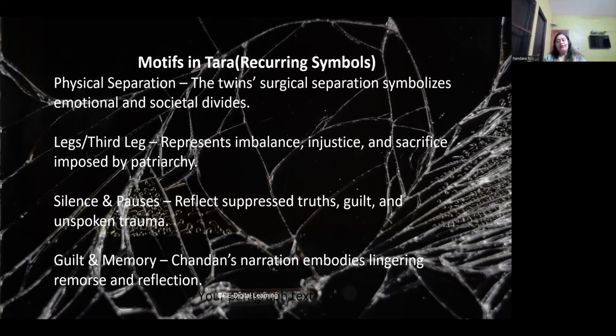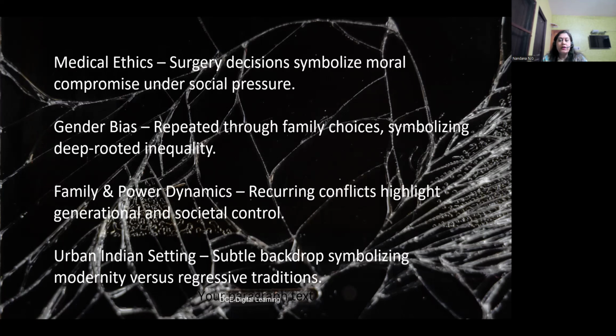Silences and pauses reflect suppressed truths, guilt, and unspoken trauma. Guilt and memory: Chandan's narration embodies lingering remorse and reflection. Medical ethics: surgery decisions symbolize morality or ethics, and how it is compromised under social pressure. Gender bias, repeated through family choices, symbolizing deep-rooted inequality. Family and power dynamics: recurring conflicts highlight generational and societal control. Urban Indian setting: a subtle backdrop symbolizing modernity versus regressive traditions.